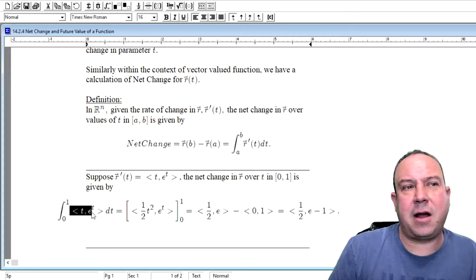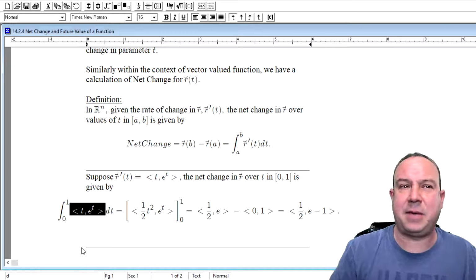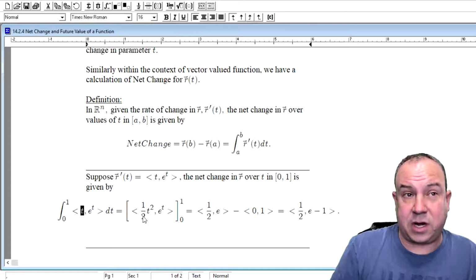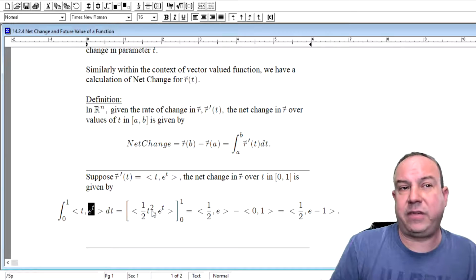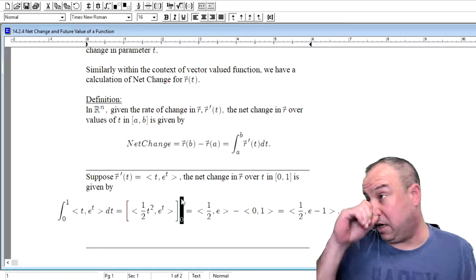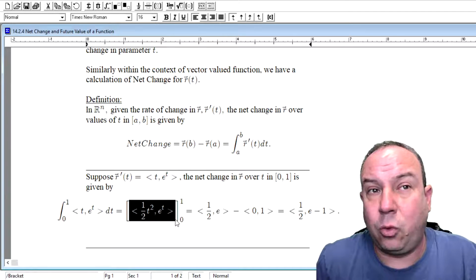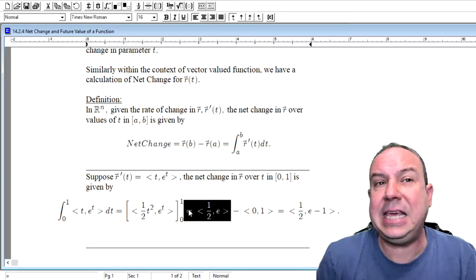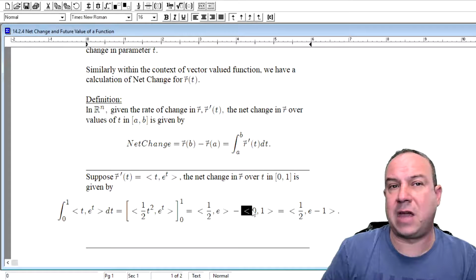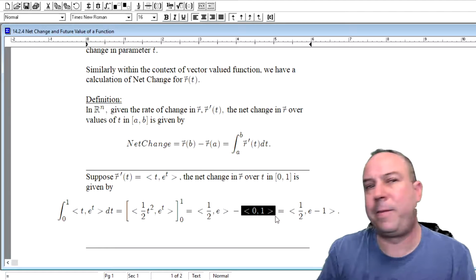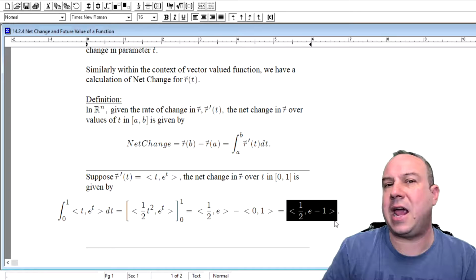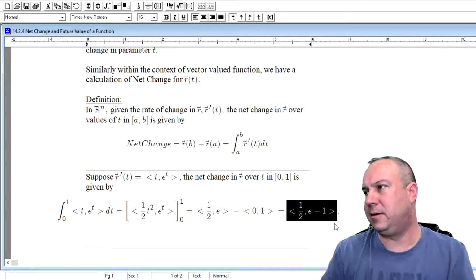Where if we apply our integration process to the integrand t comma e to the t, the antiderivative of t is 1/2 t squared. The antiderivative of e to the t is e to the t, and we're going to evaluate this across those bounds from 0 to 1, which means we're going to take its value at 1, which would be 1/2 comma e, and subtract from it its value at the lower bound of 0. That would be the vector 0 comma 1. So vector 1/2 comma e minus the vector 0 comma 1 is the vector 1/2 comma e minus 1.